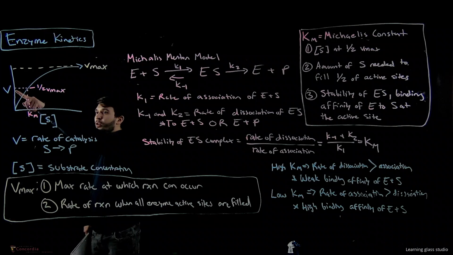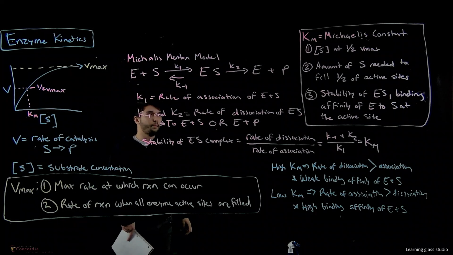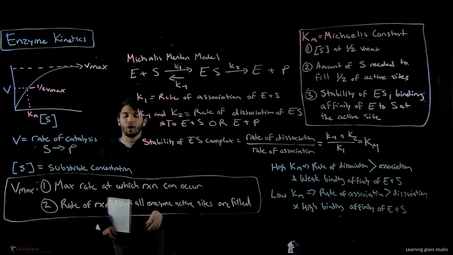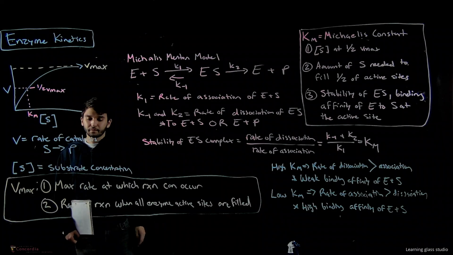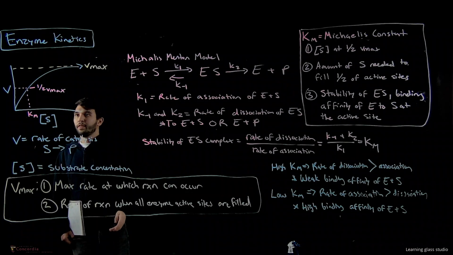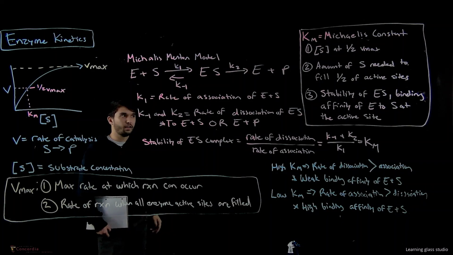So wherever we get 1/2 Vmax, if we look at the substrate concentration, that's Km. What is the other explanation for this? It's the amount of substrate needed to fill 1/2 of all of the enzyme active sites. So when we have a substrate concentration equivalent to Km, we know that the rate of reaction will be 1/2 of the maximum rate of reaction.